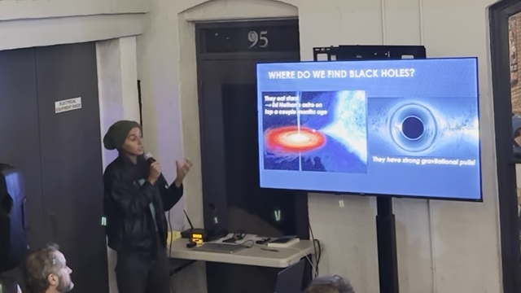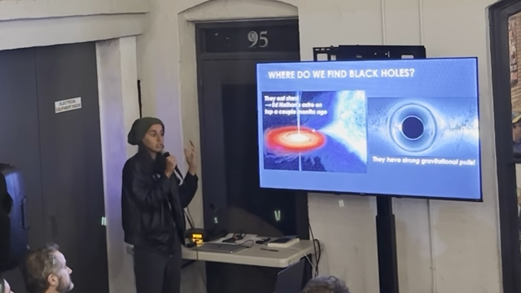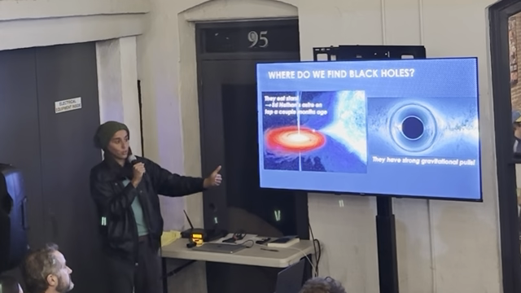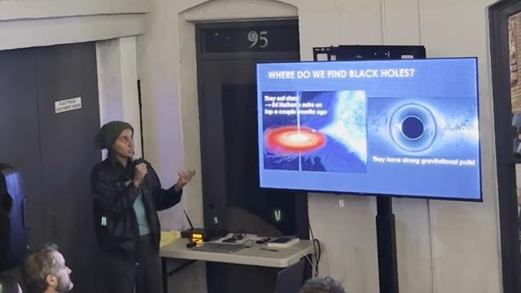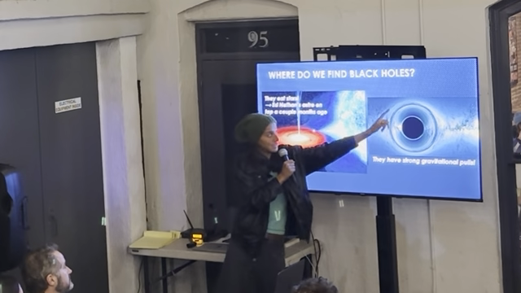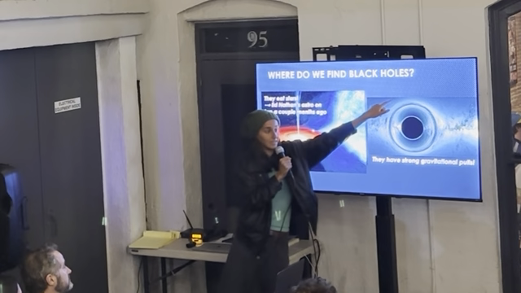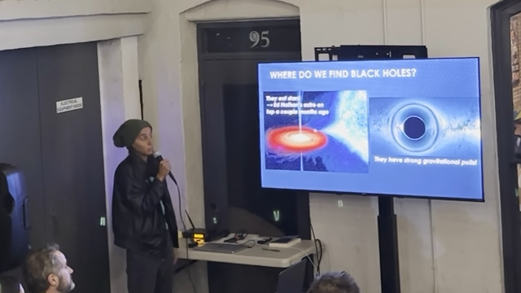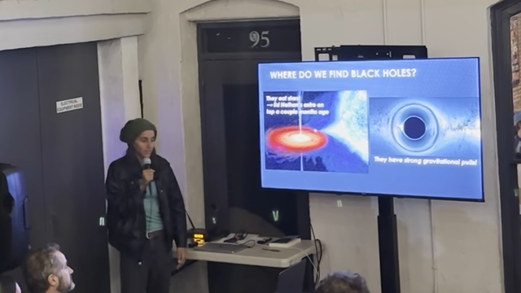We can also see them because of their gravitational pulls. They have such strong gravity that if you put, say, a star well behind a black hole, it bends the light of the star around the black hole. We can see those distortions. So you can see how there's a black hole somewhere in the center here, and it's bent all the light coming around into this ring. And so we can detect this and use it to find evidence for stellar mass black holes.